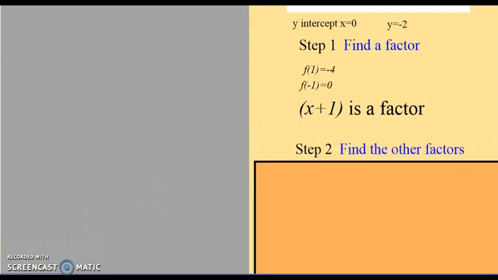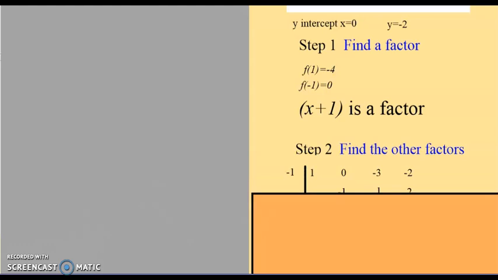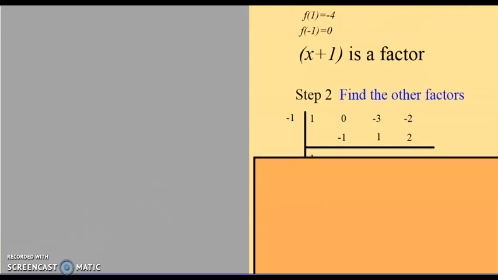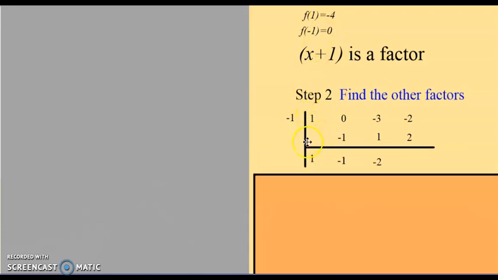My next step will be to find more factors, so I will use synthetic division. When I work with synthetic division, I only list the numerical coefficients of x and also the constant value. I take the number that renders 0, and the first number is brought down as is. Now I take my divider and multiply with 1 and I get negative 1. I add together, I get negative 1.